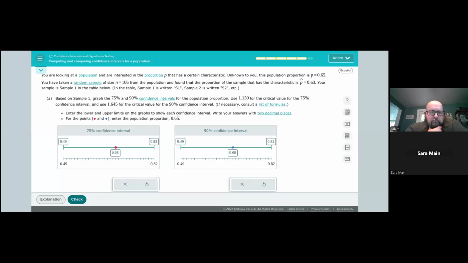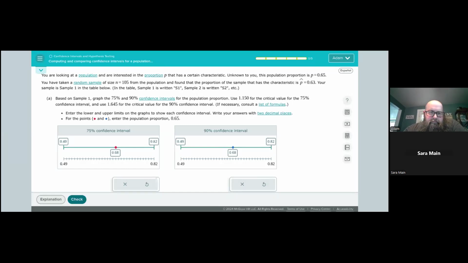Hello, I'm here with a student and we're working through one of the ALEKS problems for chapter 7.4. It says you're looking at a population and are interested in the proportion with a characteristic. Unknown to you, this population proportion is 0.65. You have taken a random sample of size 105 from the population and found that the proportion of the sample that has the characteristic is 0.63. This is sample 1 in the table, and then they're going to want us to take more samples.